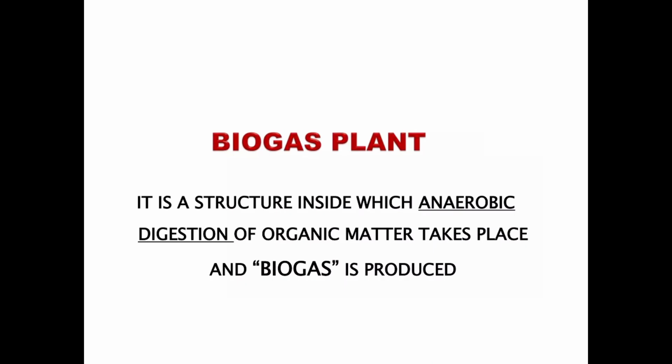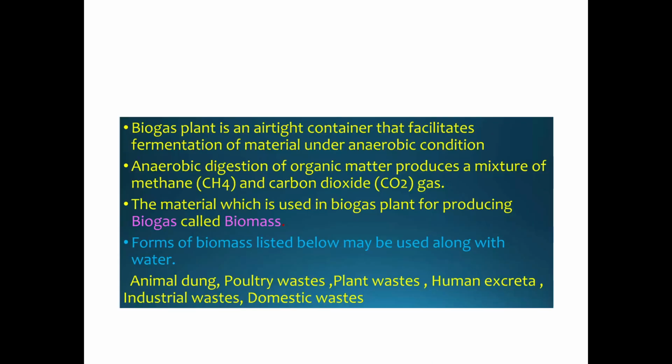The biogas plant is an airtight container that facilitates the fermentation of material under anaerobic conditions. The gases formed are methane and also CO2. The material used in a biogas plant we call biomass. It can be animal dung, poultry waste, plant waste, human excreta, industrial waste and also domestic water.